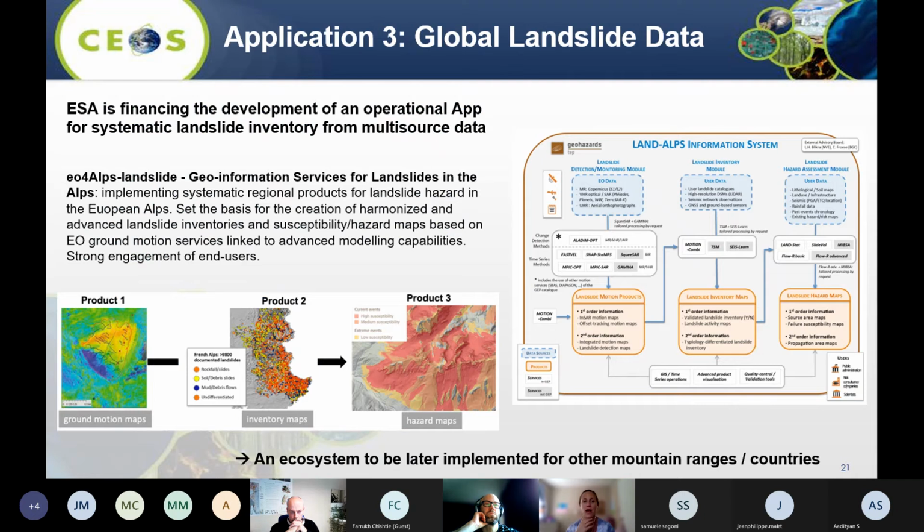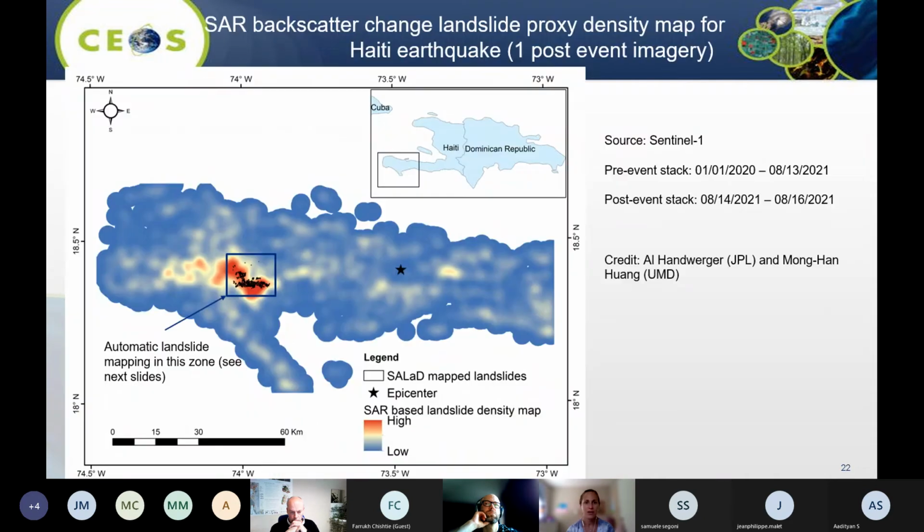So there's also other efforts. This is an ESA system that is developing an app for systematic landslide inventories. And so this is exciting. NASA also has some work in this area, as does USGS, but the important thing is trying to coordinate and collaborate across.